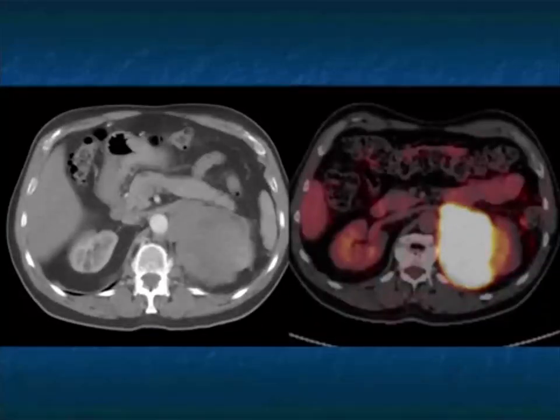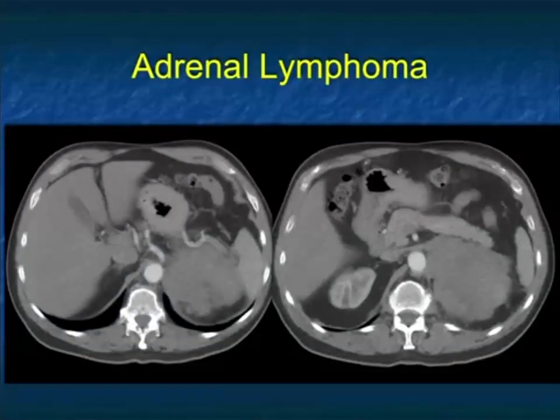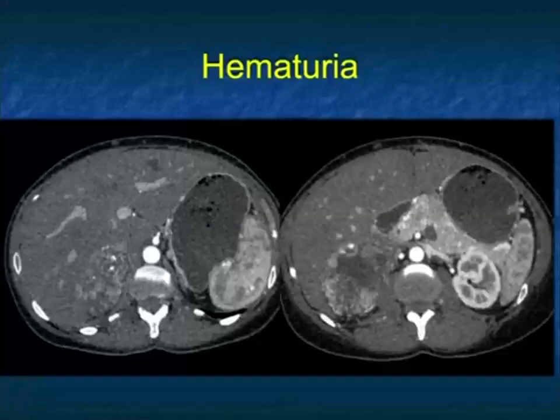Very, very hot on PET scan, but an adrenal cortical carcinoma or a lymphoma can both be hot. But this was a lymphoma. Again, the infiltration around the vessels. ACC might invade the vessels or displace them downward, not just simply encasing them.